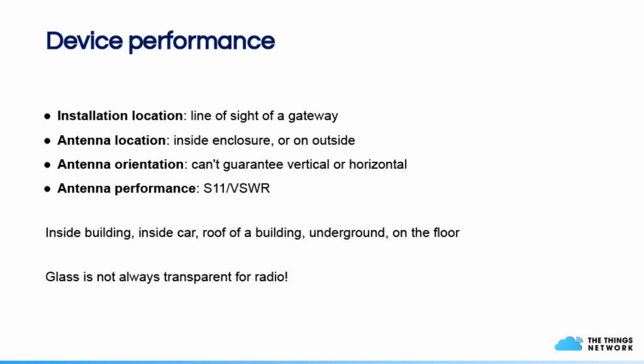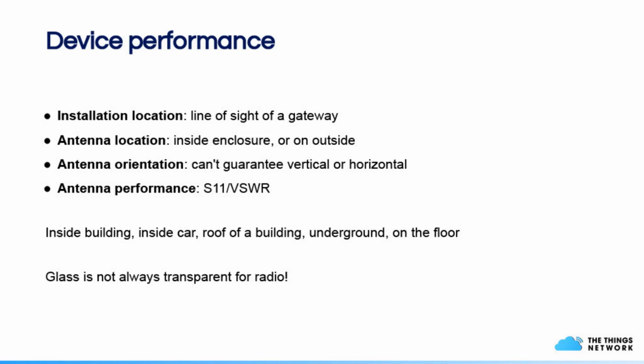An antenna on the outside of the enclosure of a device will perform better than an antenna inside the enclosure. The orientation of the antenna also has an effect. Ideally, we want both the antenna at the gateway and the antenna on the end device to be vertical. But in practice this is quite difficult, as one can't always choose where and how the device is installed.